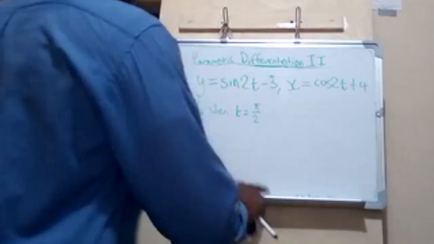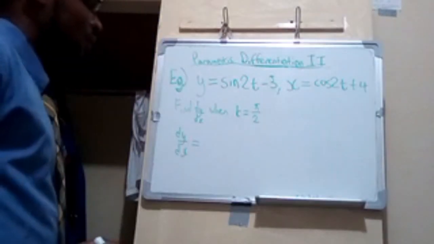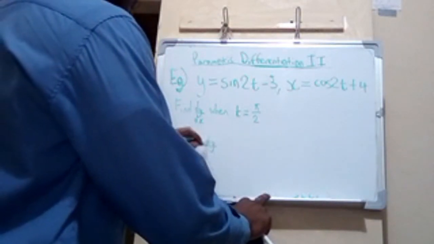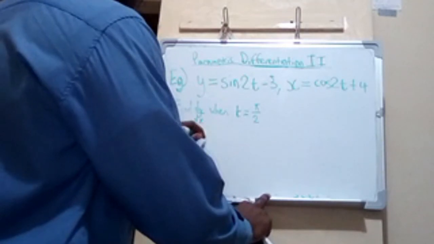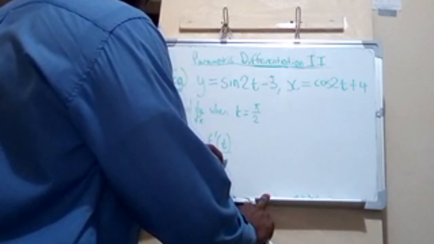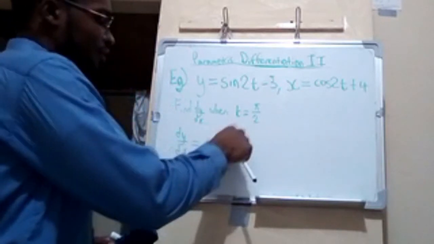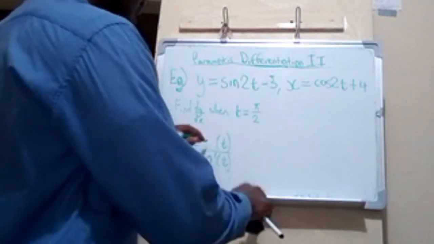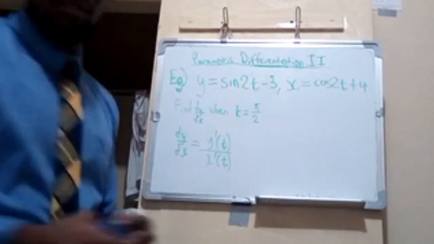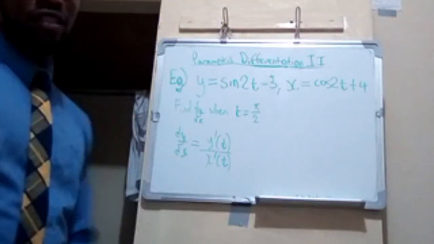Now first and foremost, we're just going to write that dy by dx is equal to the differential of y with respect to t, so it's equal to dy by dt. So dy by dx is equal to f prime of t over g prime of t. Since we never call it an f, it's equal to y prime of t, because that's our y of t, divided by x prime of t.